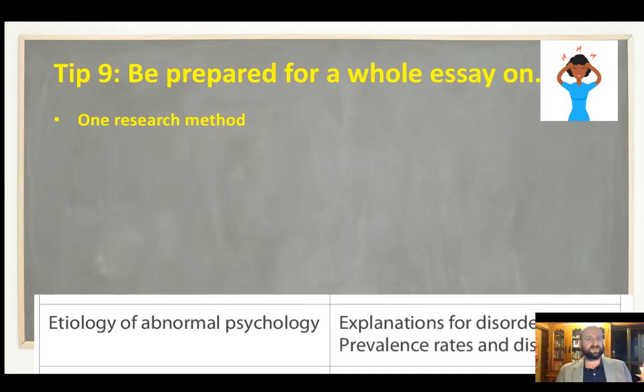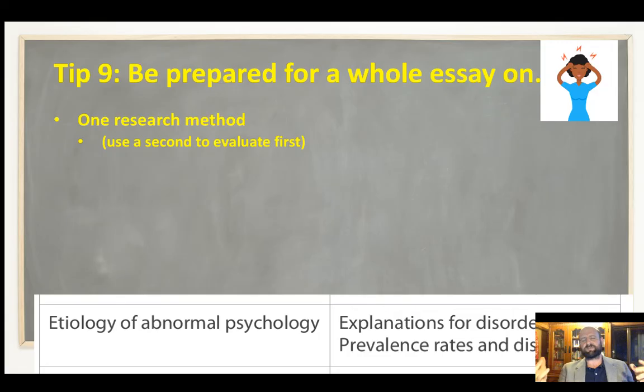You might be asked to write 1,000 words on a very narrow topic, like one explanation or one research method, one ethical consideration. That could be a reality, so you have to be prepared to write 1,000 words on that. What I'd say with one research method is prepare 2. Have 2 studies for one and a second study for another.